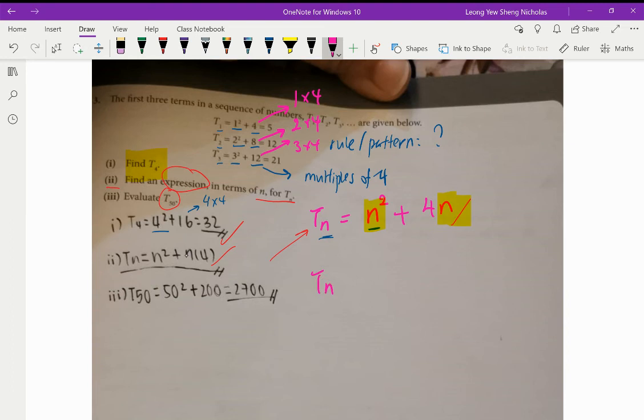So let me show it to you. I replace all my n with brackets and I put in 50, which is what Kate has done over here. So once you key in your calculator, you'll get the 50th term is equal to 2700.